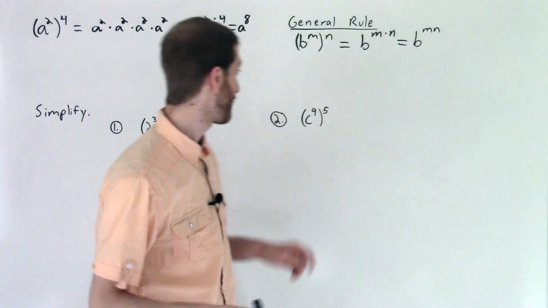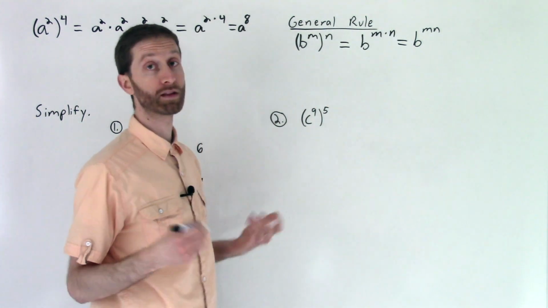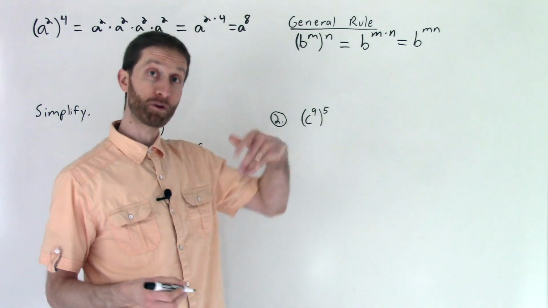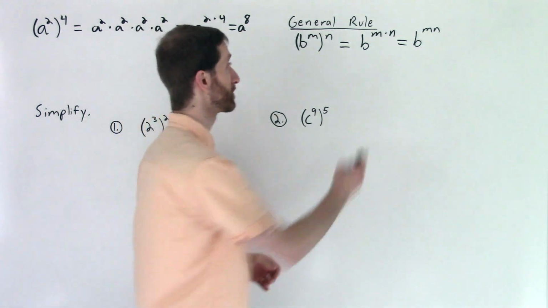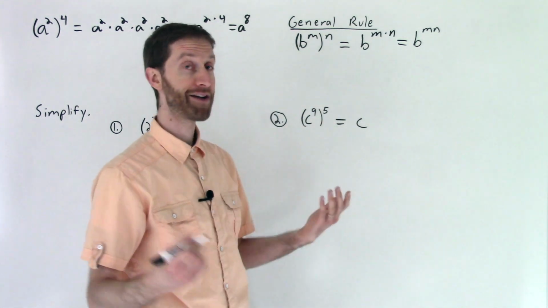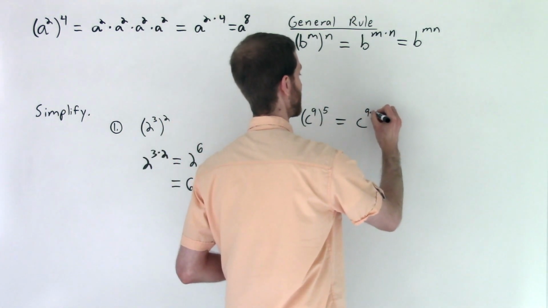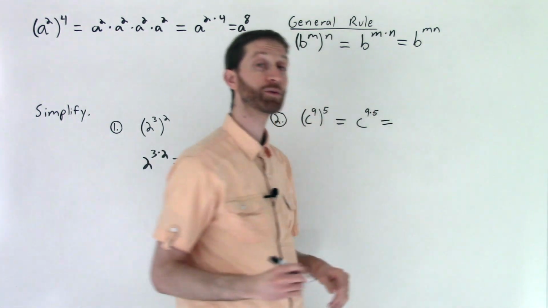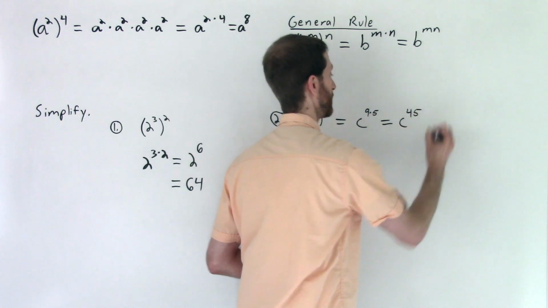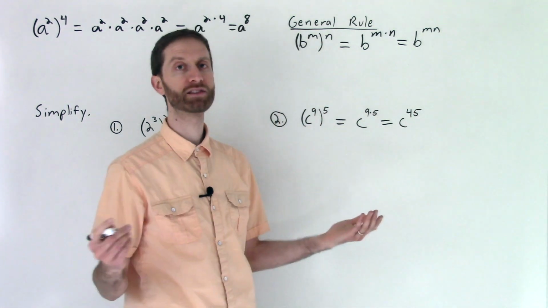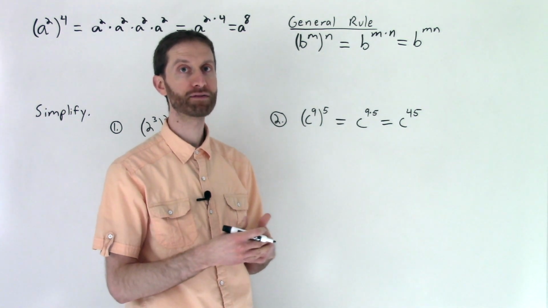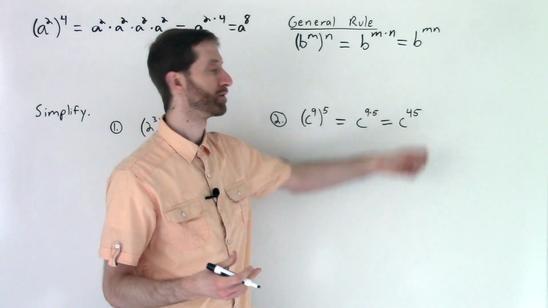Nice. Okay, final problem. C to the 9th all raised to the 5th. Now you could certainly write out c to the 9th times c to the 9th times c to the 9th and repeatedly add all those 9s, or we can use our rule. We keep our base as c and we multiply 9 by 5. Sweet. And so that ends up being equal to c to the 45th. Which makes sense. You have 5 groups of c to the 9ths. 9 times 5, or 5 groups of 9, 45.